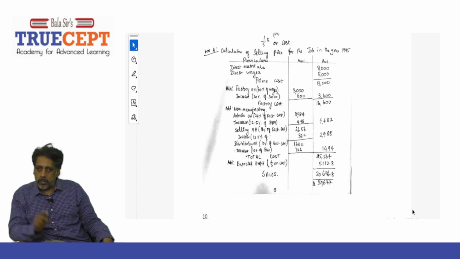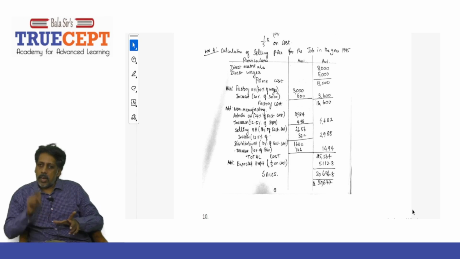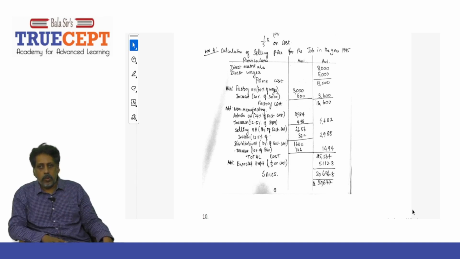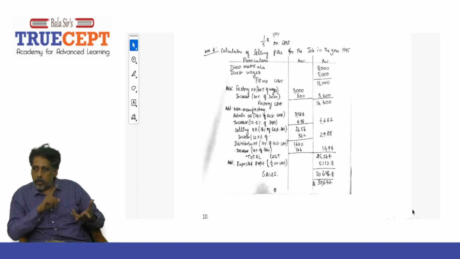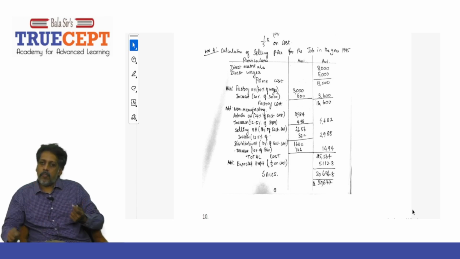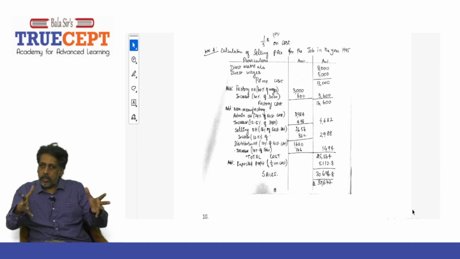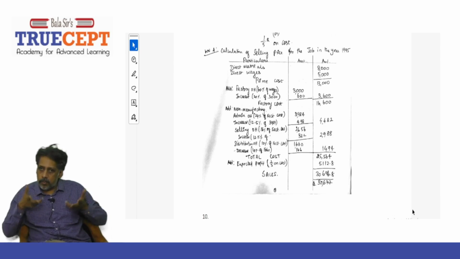What is the total cost? 25,564. And then to this add the target profit. 20% on cost, yes or no? So you can apply 20% on how much? 25,564. How much do you get? 5,112.8. That is the profit expected, or profit desired, or target profit.